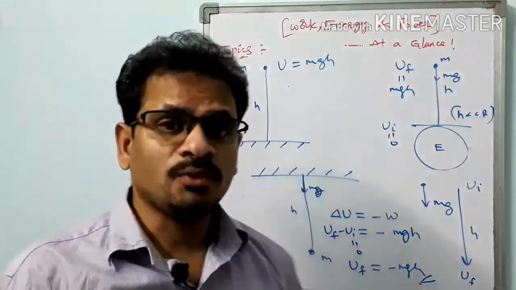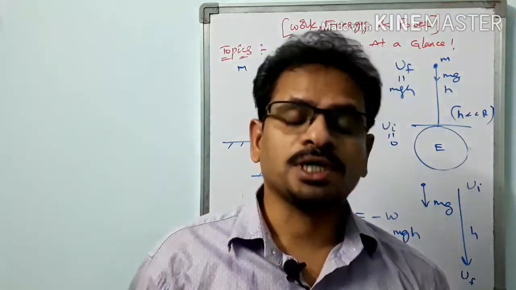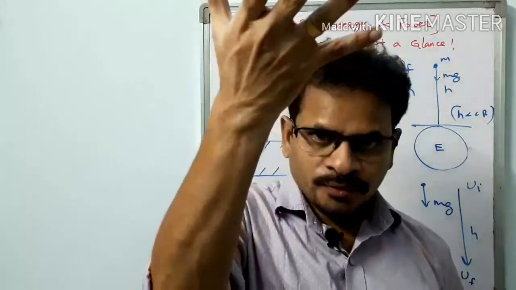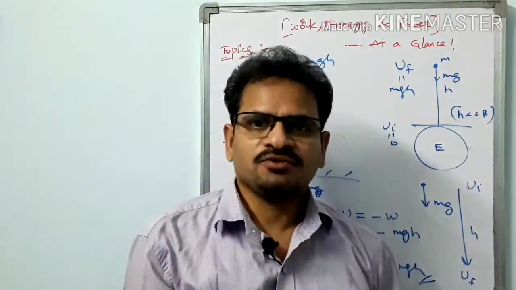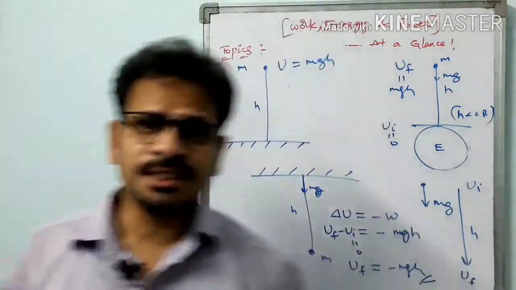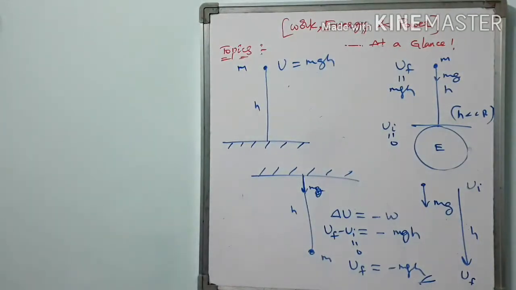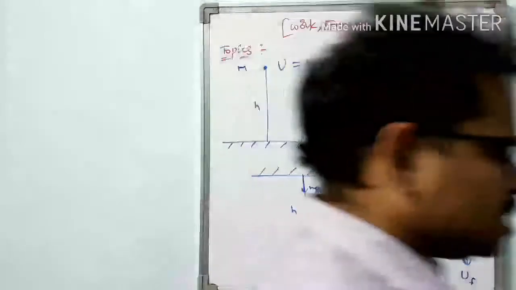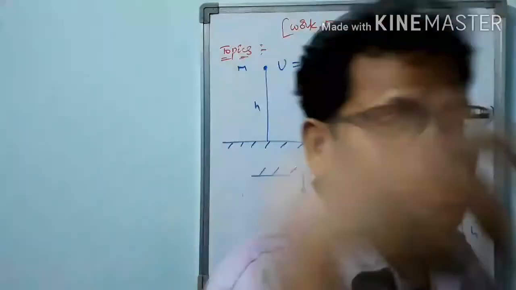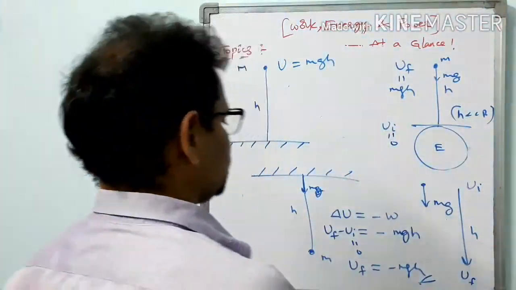So if a body is moved against gravitational force, its potential energy increases, and if it is moved in the direction of gravitational force, by the gravitational force, then its potential energy decreases. If work is done against a conservative force, its potential energy increases. If work is done by the conservative force, its potential energy decreases. Keep that point in mind.